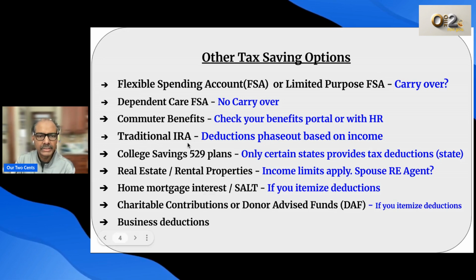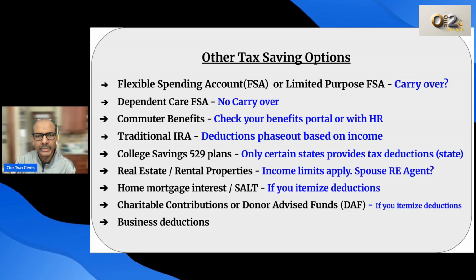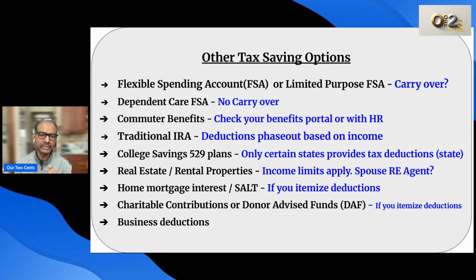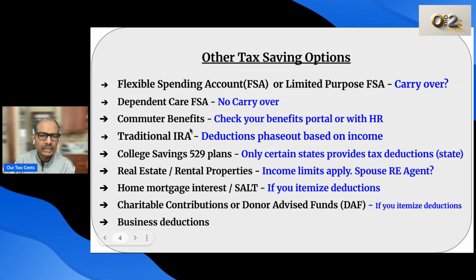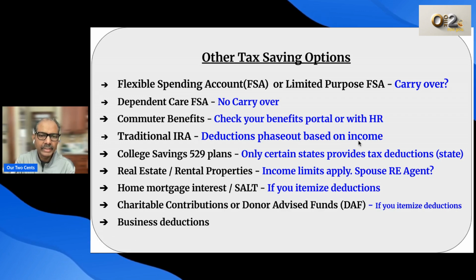The other one is the traditional IRA. Again, not many people might qualify based on income. The tax benefits that you get for the traditional IRA do get phased out. There is a link in the description that has details on the income range where it gets phased out. Again, you do have income tax deductions, but not everybody might be eligible.